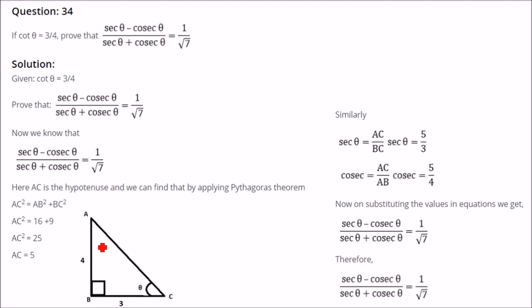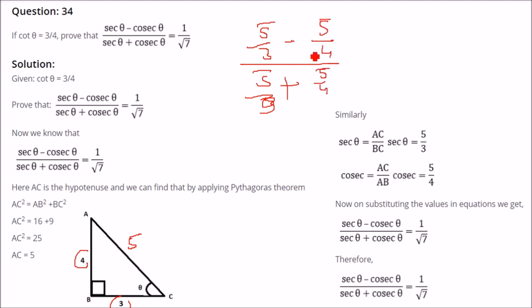So cot theta is 3 by 4, that is base by perpendicular. So base is 3, perpendicular is 4. This is theta. What this will be, we have already done many times, so this will be 5. So sec theta will be, you know that it is hypotenuse by base. So hypotenuse is 5, base is 3. So 5 by 3 minus cosec theta. Cosec theta is hypotenuse by perpendicular. Hypotenuse is 5, perpendicular is 4.